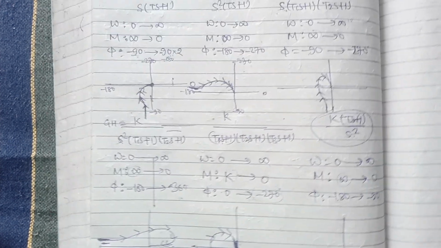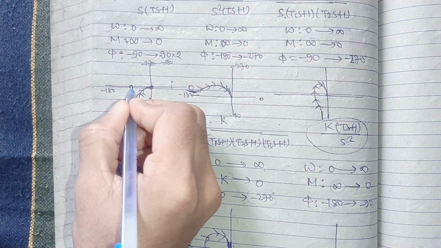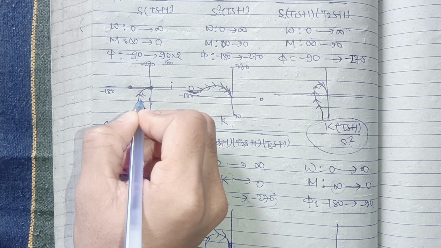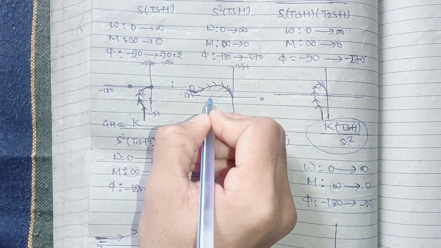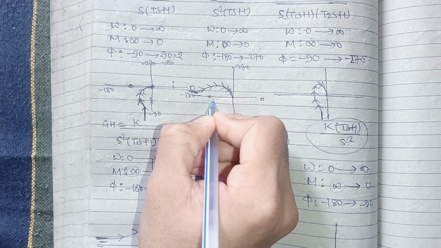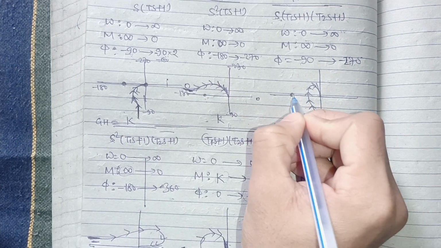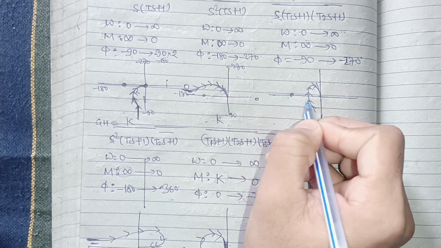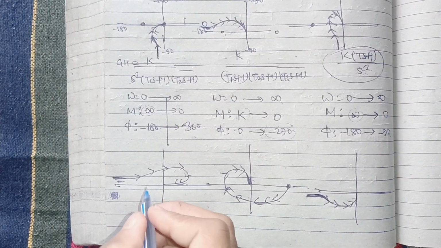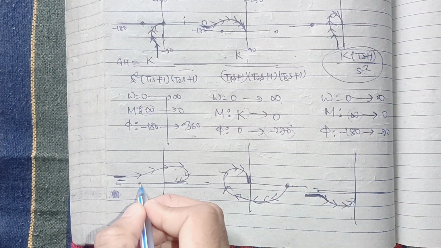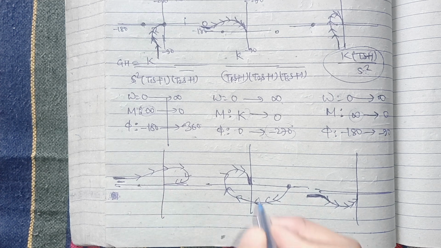Now check the stability. If the minus 1 comma 0 lies on the left side, then it is stable. If minus 1 comma 0 is on the right side, then it is unstable. Here minus 1 comma 0 is lying on the right side, so it is unstable.